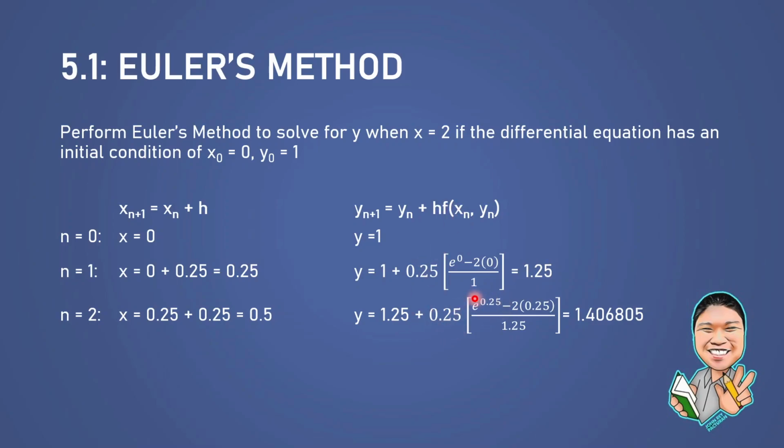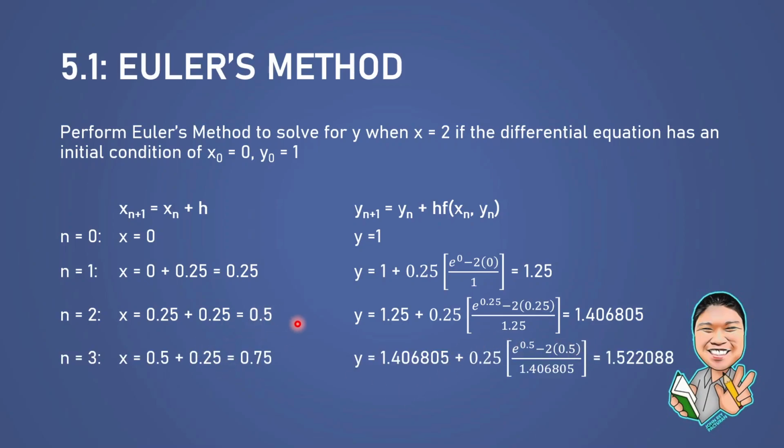Yun na yung constant. The quantity, e raised to x, and yung x is ito, 0.25 minus 2 raised to x. So, 0.25, ito siya, all over y, so 1.25. So, ang bagong value ng y is 1.406,805. So, ganun din for the third one, 0.5 plus 0.25 is equal to 0.75 na siya, class.